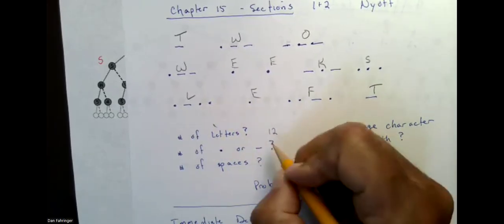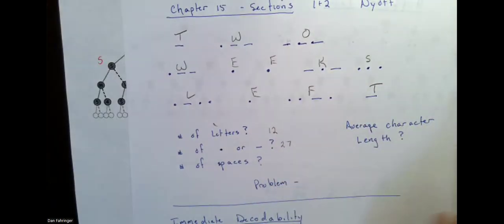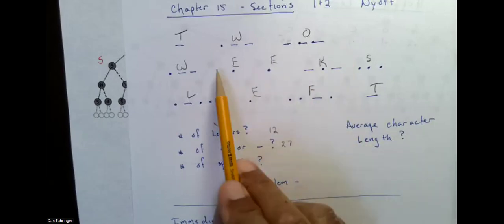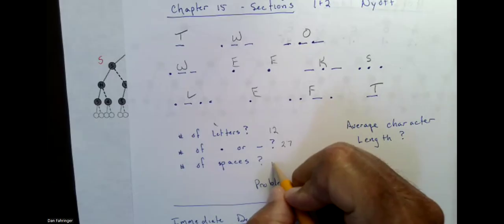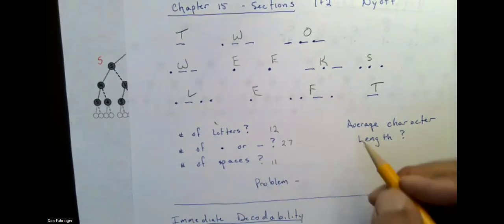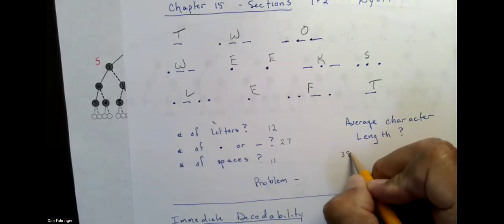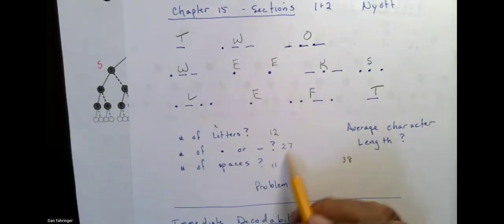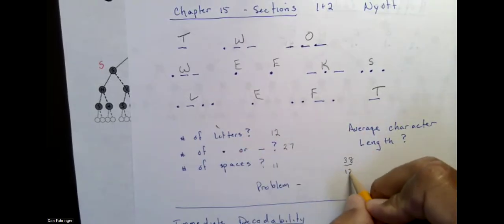I think it's 28. 27. Oh, 27. 28. I'm okay with either one of them. We'll go with yours, 27. How many spaces? 1, 2, 3, 4, 5, 7, 8, 9, 10, 11 spaces. So that's a total of 38 characters, 11 and 27, to get a 12 letter message.